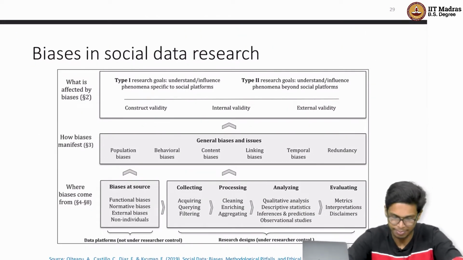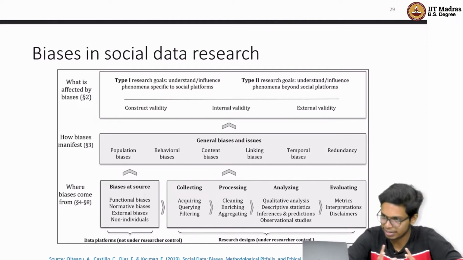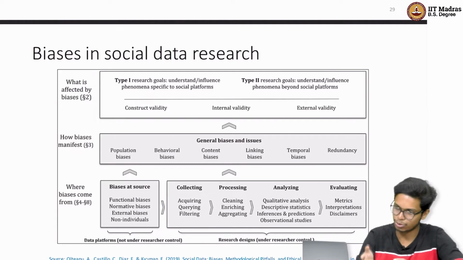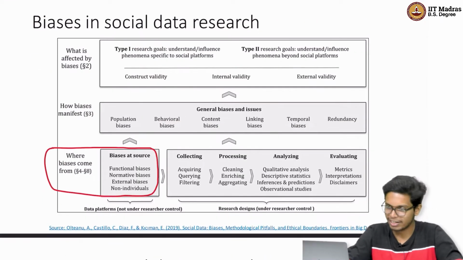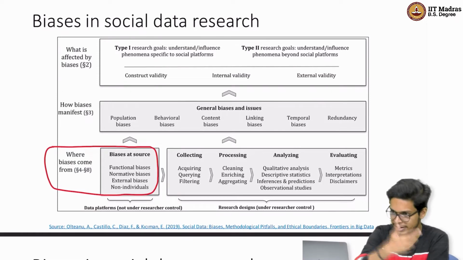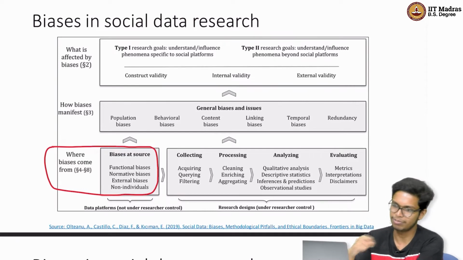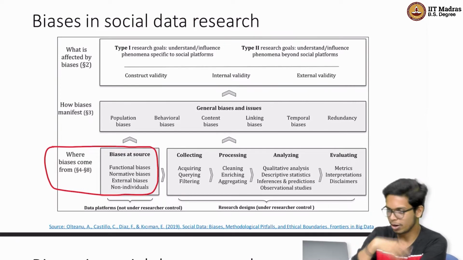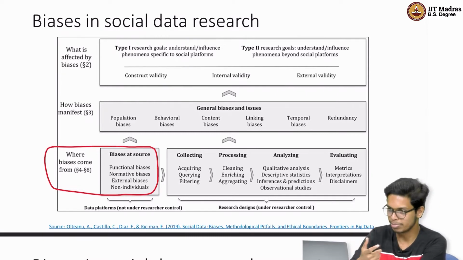manifest into your data. And I want to tie this back again to what we saw in week 10, the different kinds of biases, where do these biases come from, how these biases manifest, and what is affected by these biases, right? So again, we are looking into bias at a source in today's session. Both the previous study and this current study is looking into how Twitter itself is biased, how a platform specific change like expanding the character limit influences user behavior.